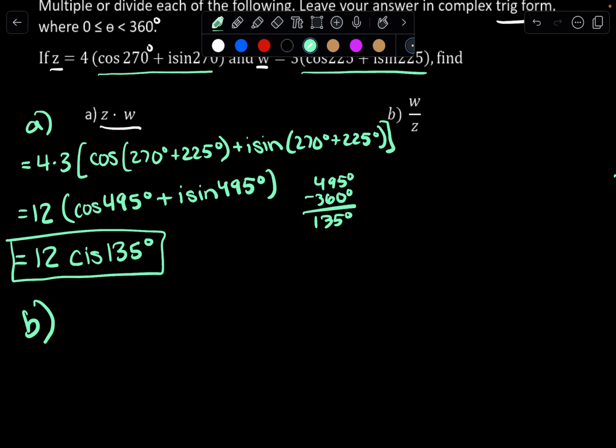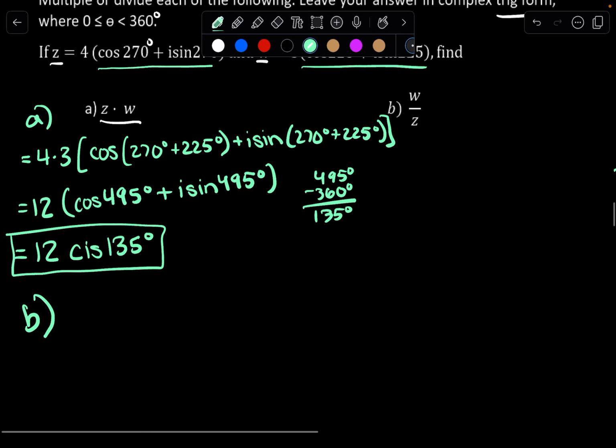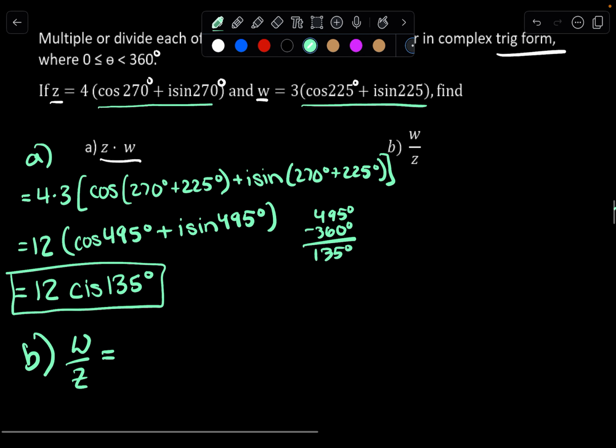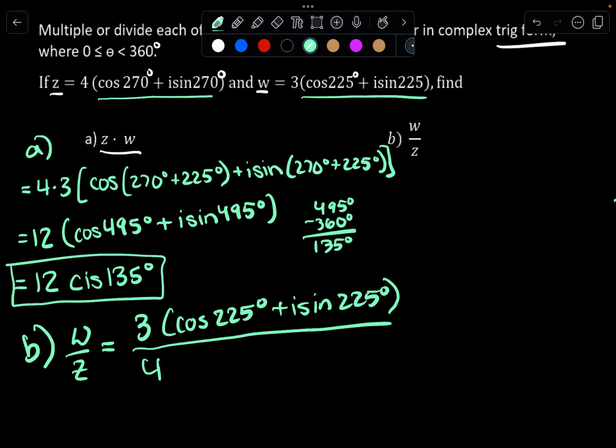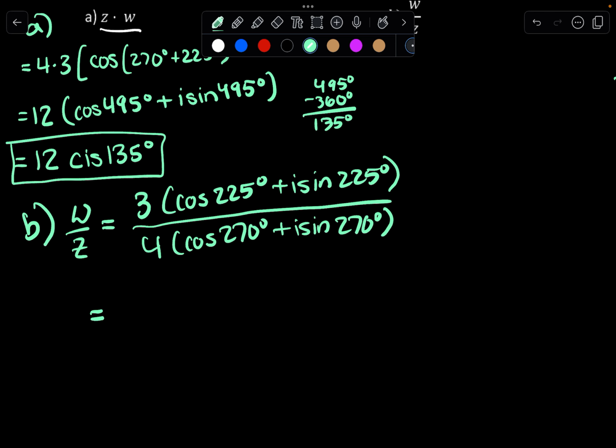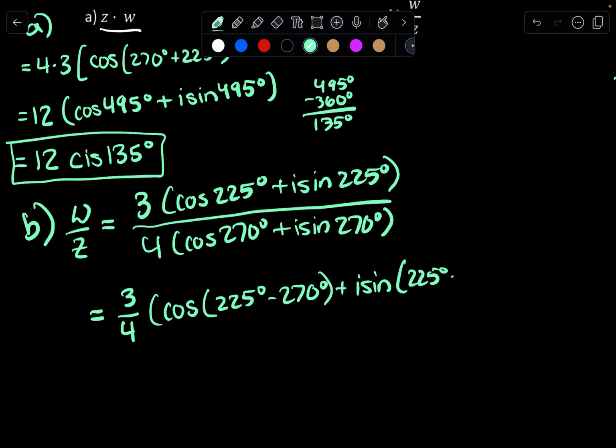Now we're looking at part B. So we're dealing with the same two complex numbers we had before, but now we're doing W over Z. So complex number W is 3 times cosine 225 degrees plus i sine of 225 degrees, divided by complex number z, which is 4 times cosine of 270 degrees plus i sine of 270 degrees. Now, if you look at this, you can see the ratio of the radii. So the new radius is 3/4. And then we will have cosine, we'll do top minus bottom. So we'll have 225 degrees minus 270 degrees plus i sine 225 degrees minus 270 degrees.